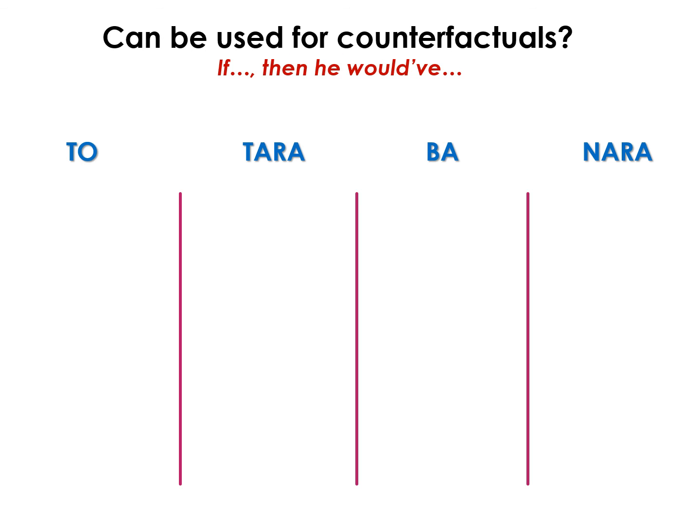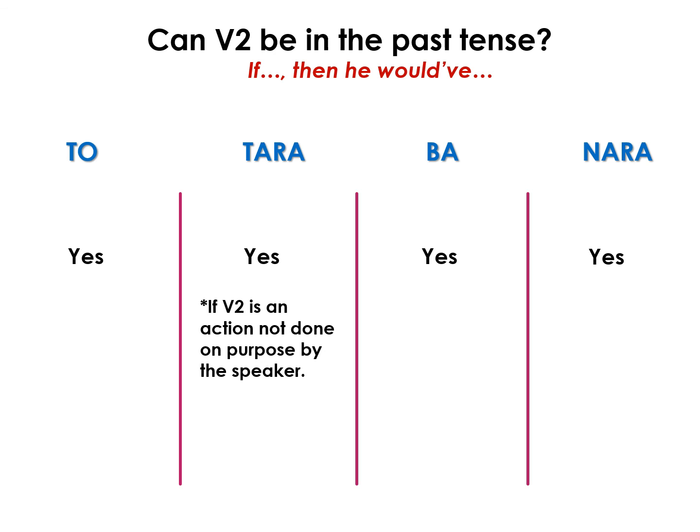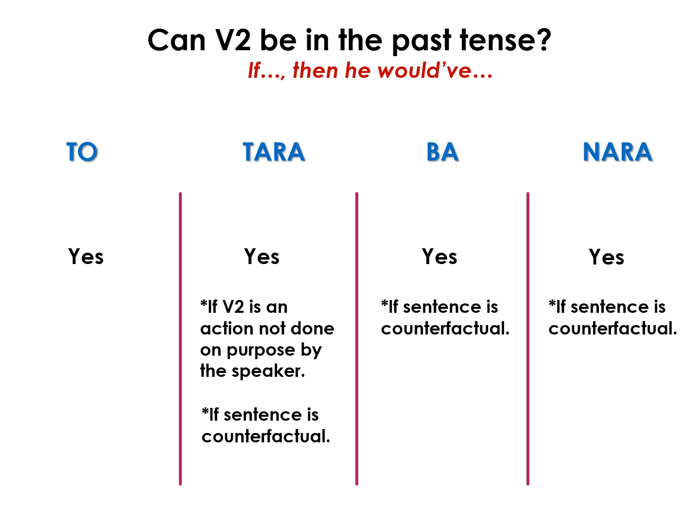And for making counterfactual statements, again, all can be used except to. Can the verb in the main clause be in the past tense? Yes, to all of them, but we have restrictions for all the conditionals except to. For tara, the main verb must not be an action done on purpose by the speaker. Another condition allowing past tense in tara, ba, and nara is that if the sentence were counterfactual.